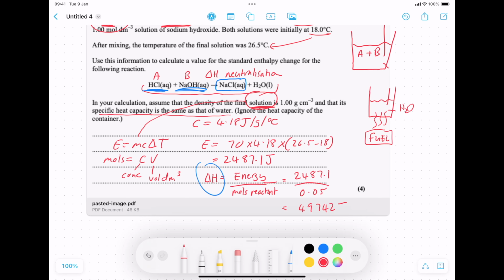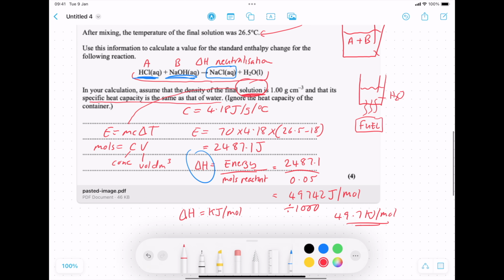49742 joules per mole. Remember, the standard unit of enthalpy is always kilojoules per mole. So now I have to divide this by 1,000. So dividing that by 1,000 gives me 49.7 kilojoules per mole. And don't forget, minus sign must go in because it's an exothermic reaction. Energy is released to the surroundings, so enthalpies for exothermic reactions are negative.